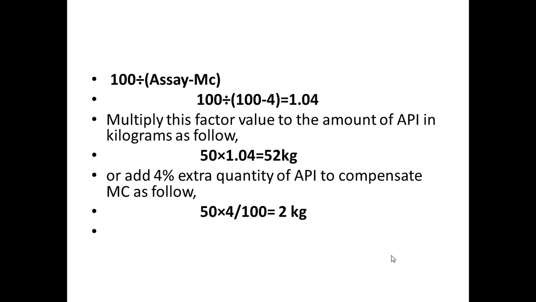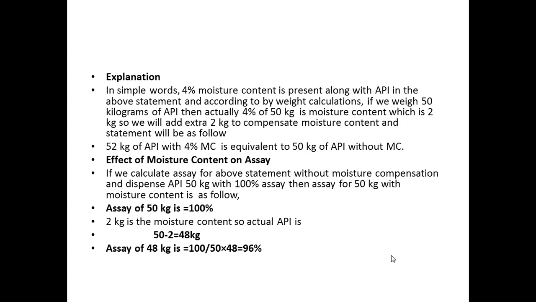Multiply this factor value by the amount of API in kilograms as follows. By multiplication, we will obtain 52 kilograms, or add 4% extra quantity of API to compensate moisture content as follows. How can we add an extra 4% to the given quantity? We just multiply this 4% with the mentioned quantity. We will obtain 2 kilograms. That is the additional amount of active pharmaceutical ingredient to add with the issued quantity. Explanation: in simple words, 4% moisture content is present along with the API in the above statement.